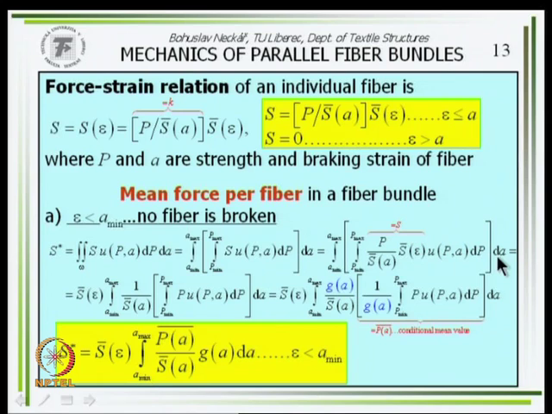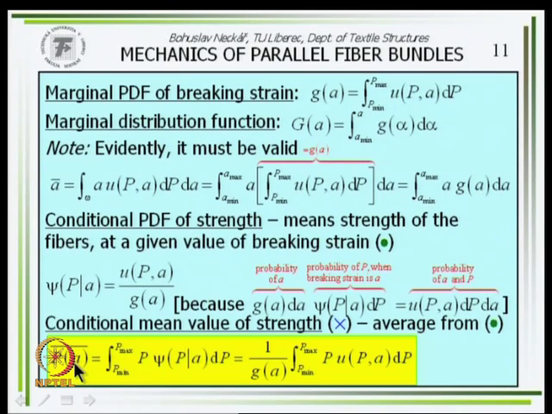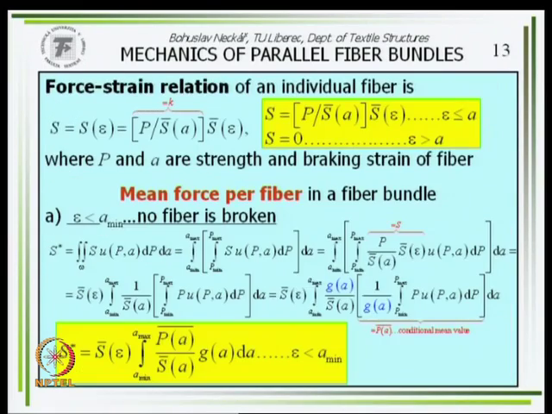We obtain this here. After rearranging this equation, we multiply and divide by the marginal distribution, the marginal probability density function g of A. Therefore nothing changes, because we multiply and divide by the same expression. And this here, in the brackets, we know, it is P bar of A, the conditional mean value of strength. Well, so that in the end we can write S star is given by such an equation. It is the mean force per fiber in a fiber bundle when epsilon is smaller than A min, when all fibers are before the broken point.